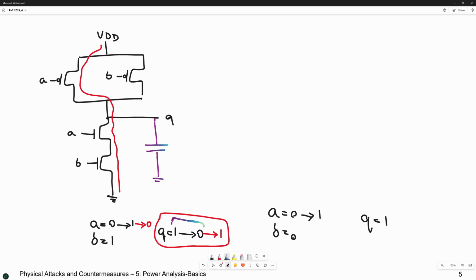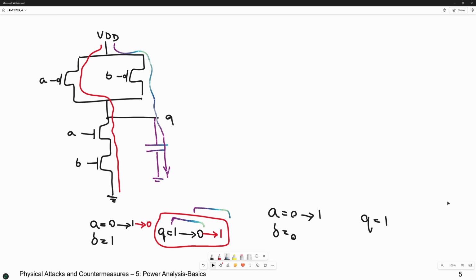But now if the output changes from 0 to 1, this capacitor was fully discharged. Now it should be charged, meaning that the current passes from the VDD to the capacitor until it is charged after switching. During the time that the Q changes from 0 to 1, this capacitor is also charged, and then there is another extra current coming from VDD to ground through the capacitor.